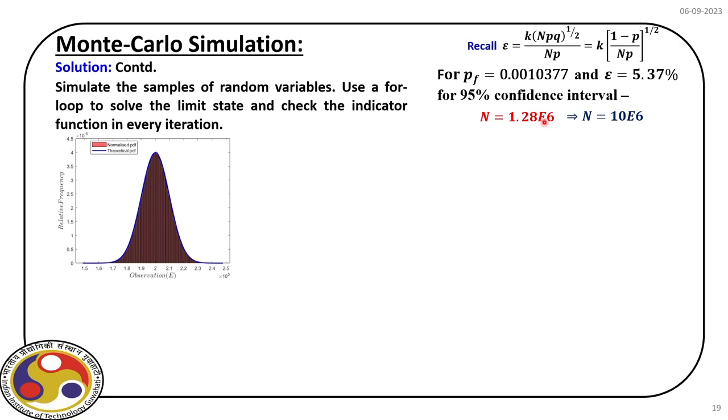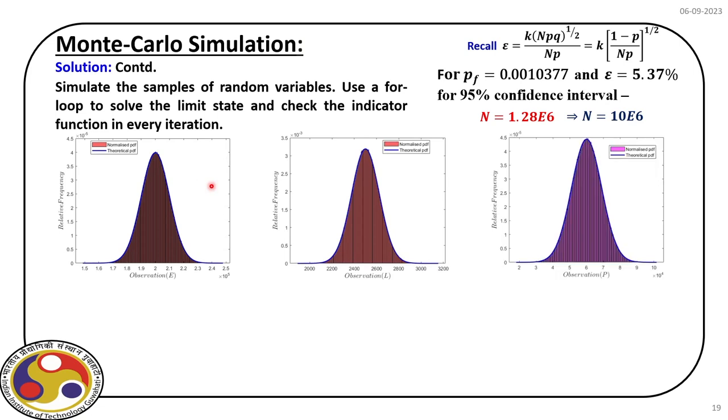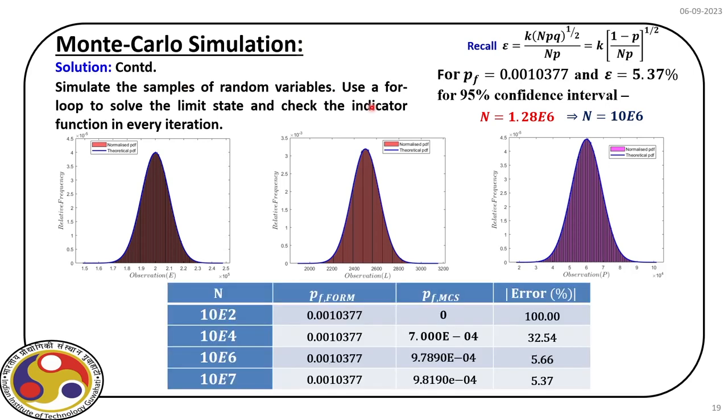So again we simulate the samples. We have three random variables, so we simulate the samples of three random variables, and then for one sequence we verify the indicator function, we check whether it is 1 or 0 corresponding to failure or success, and then finally we use the classical definition of probability to find out the probability of failure.